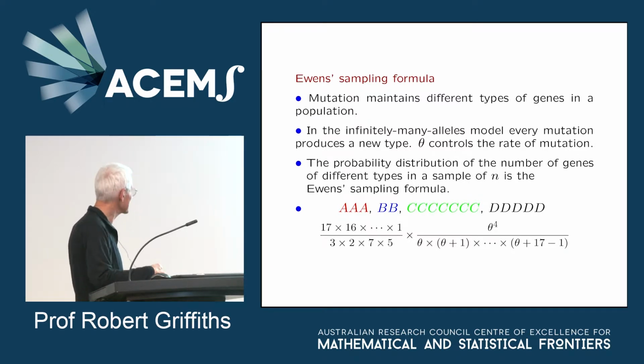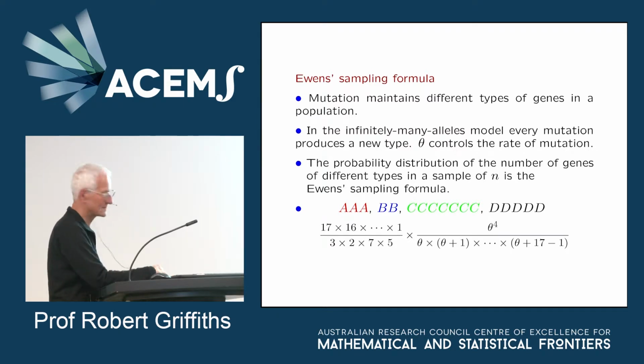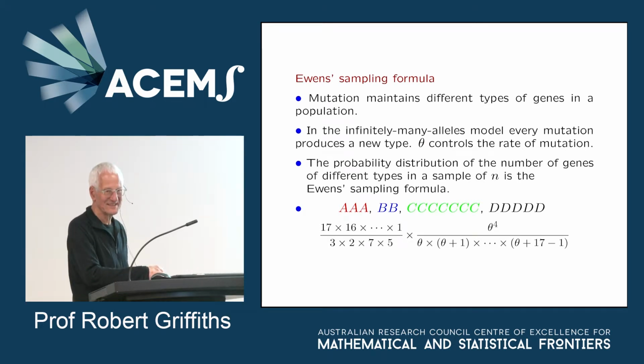Well, it's 17 times 16 times 15 down to 1, divided by 3, because there's 3 here, 2, 7, divided by 5, times theta to the fourth, on this increasing product of theta plus 1 up to theta plus 17 minus 1. So that's the formula for this particular example. And it's a power theta to the fourth because of 1, 2, 3, 4. You can't sort of understand how that came about, but it's an interesting and well-acclaimed probability distribution.